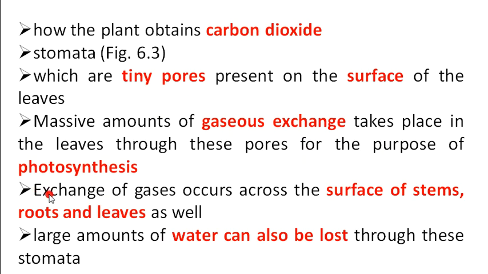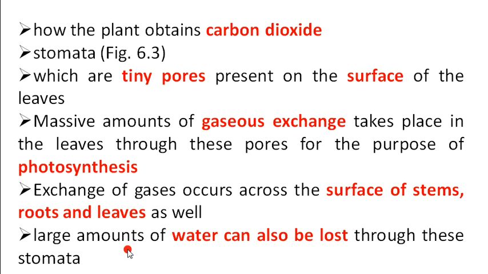Now exchange of gases occurs across the surface of stems, roots, and leaves as well. The tiny pores are present not only on leaves but also on the surface of the stem. Stem is a part of the plant, root is a part of the plant, so exchange of gases also occurs in these parts of the plant. Keep these things in mind.